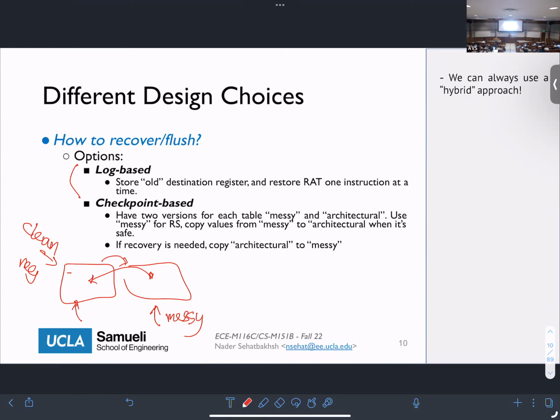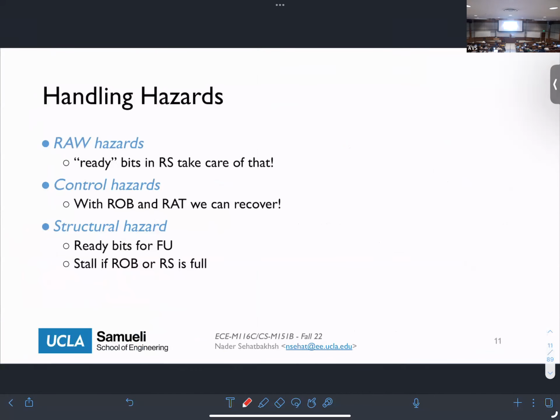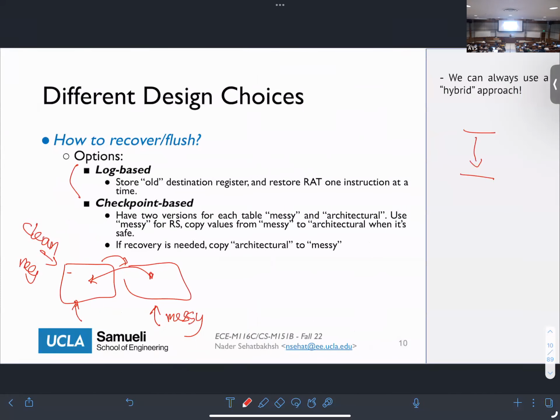If nothing happens, then at some point I can copy things from my messy to the clean and create a new checkpoint, right? If there is no branch here, then there is no way that this list of instructions is going to get flushed. So whenever I reach a branch, I can create a new checkpoint. I'm going to copy things from my messy to my clean. This is my new clean. This is my new checkpoint.